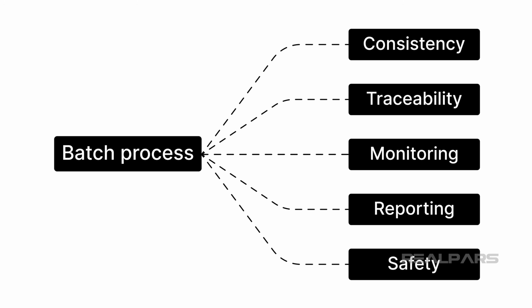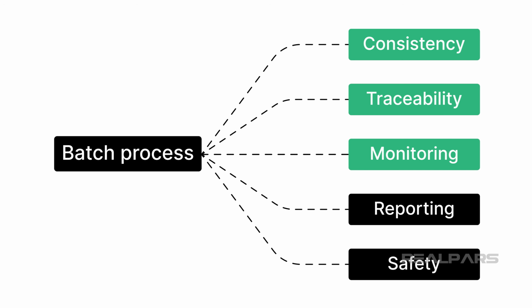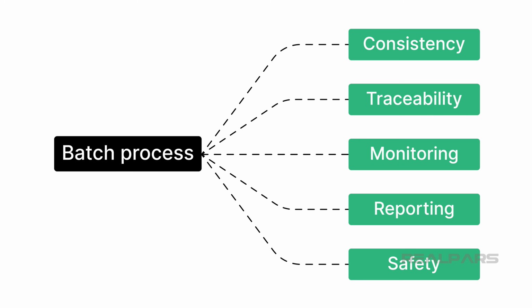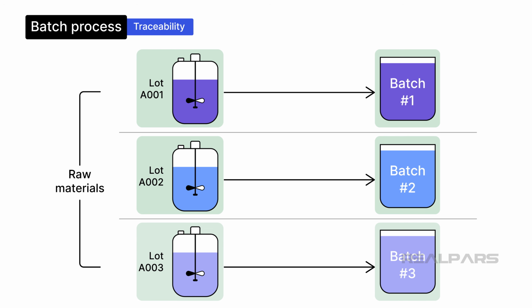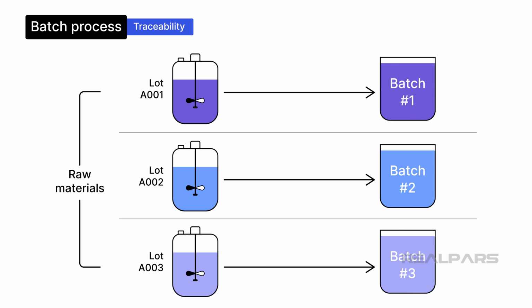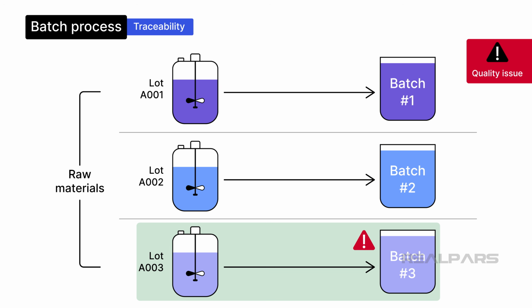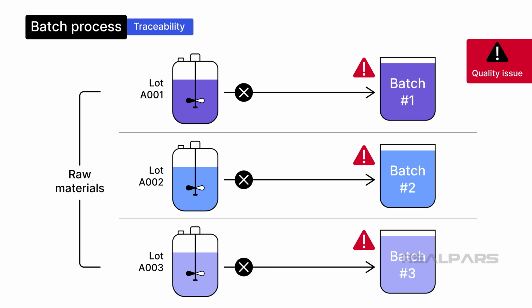Some of the main concerns when it comes to controlling batch processes are consistency, traceability, monitoring, reporting, and safety. Each batch has to have the same taste, color, composition, and in the case of pharmaceuticals, potency as other batches. A company should be able to link each batch to the specific lot of raw materials that was used to produce it. This is important because if a quality issue is discovered, a recall may be necessary. If the company knows which batches are affected, they only have to recall the contaminated batches. If the company doesn't know which batches were affected, they have to call back all of the batches.